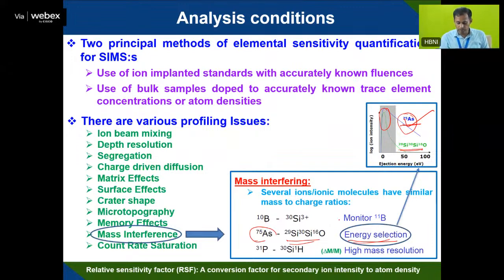And for example, if you want to detect boron 10 and monitoring here is not possible, then you take boron 11. So you can monitor that isotope of the element, and you can see there is 31 phosphorus and 30 Si 1 H. In that case the mass is almost similar, so you need high mass resolution, delta M by M. With that resolution you can find out that particular element. Then there is the relative sensitivity factor, RSF, the conversion factor from secondary ion intensity to atom density. You have to go for a known component and know that RSF factor, and once you know it, you are able to do all these elemental analyses.